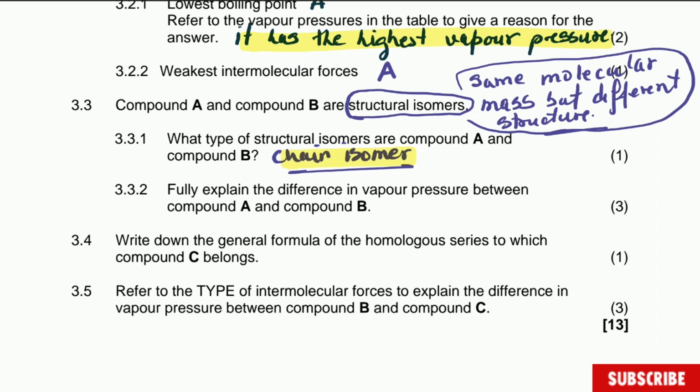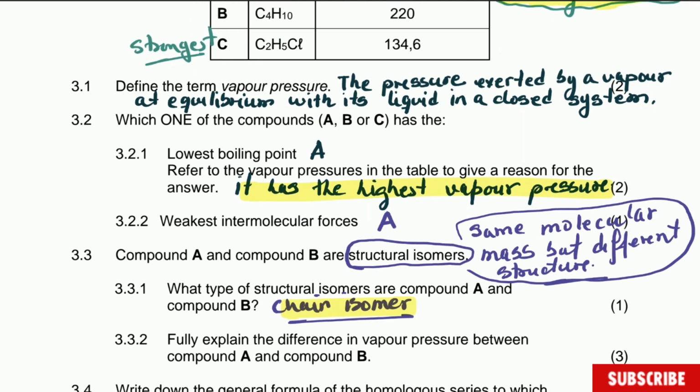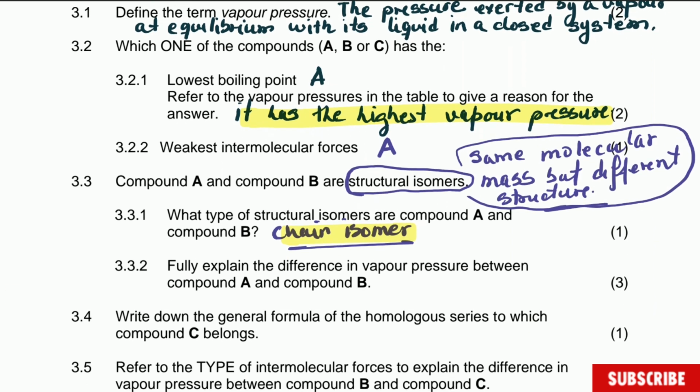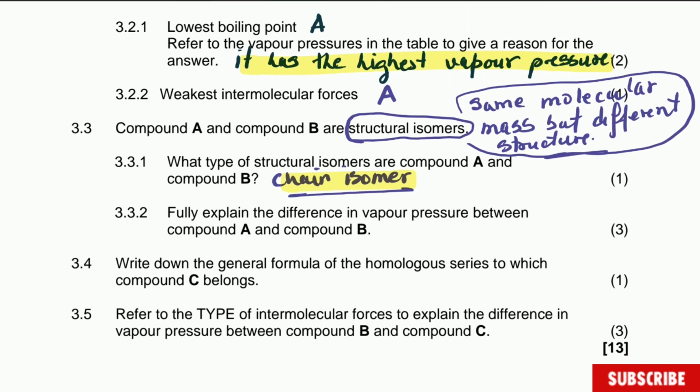And that one was question 3.3.2. Question 3.4, write down the general formula for the homologous series to which compound C belongs. Now, compound C, guys, is a haloalkane. You can see here easily that it has a halogen. So it's the general formula for the haloalkanes, or alkyl halides.